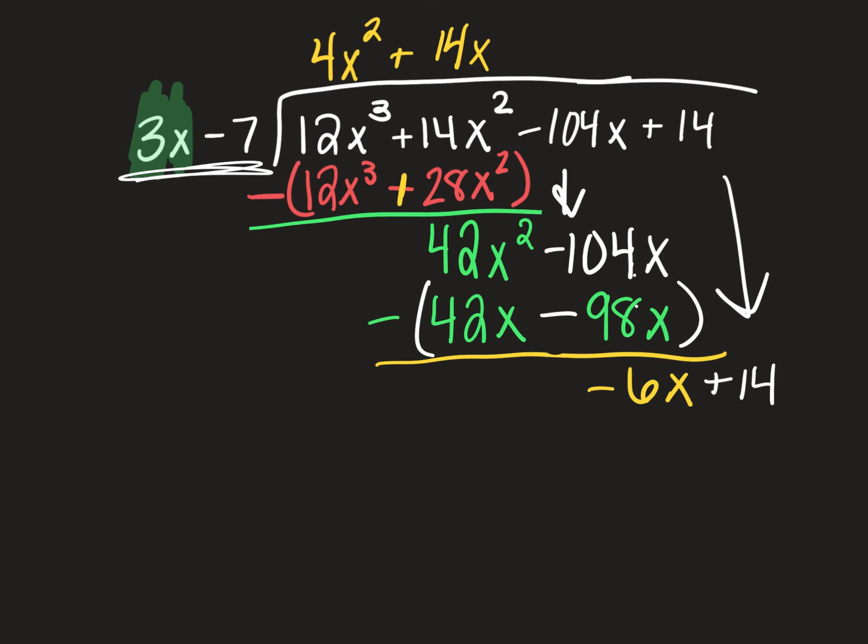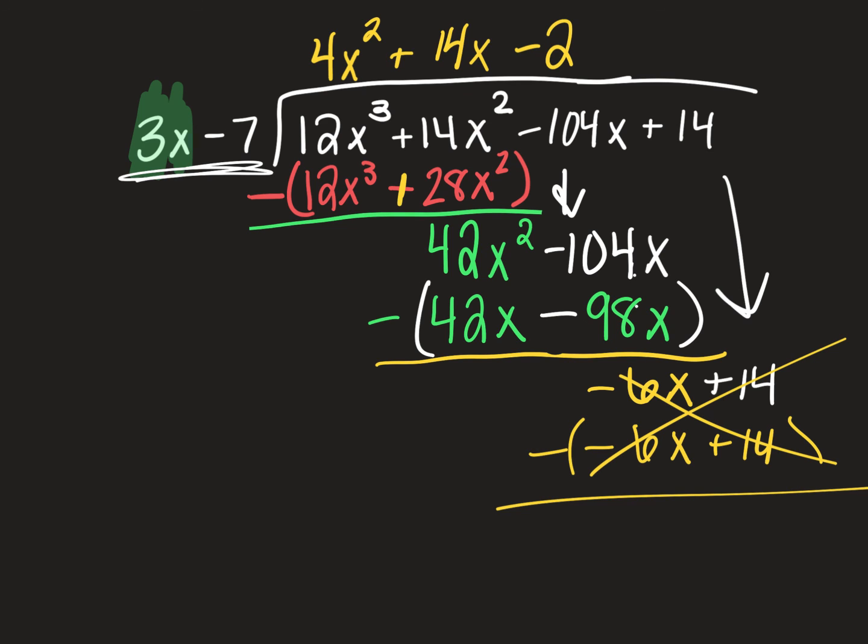Now we're dividing that yellow 6x by our highlighted 3x at the top. Negative 6 divided by 3 is negative 2, and since they both have an x, those cancel out. Now we do negative 2 times that 3x minus 7 in front. Negative 2 times 3x is negative 6x, and negative 2 times negative 7 is positive 14. At the end, when those match, you cancel it and you're done. We will deal with remainders tomorrow.